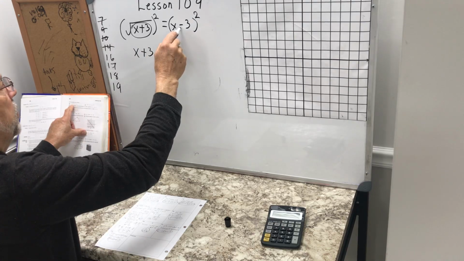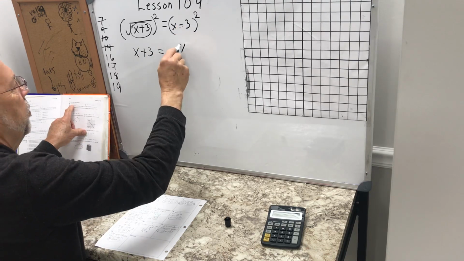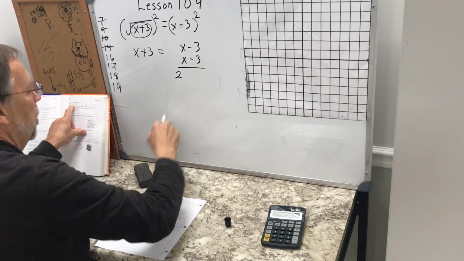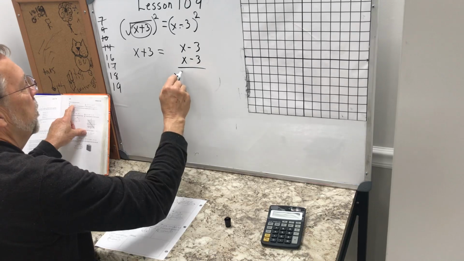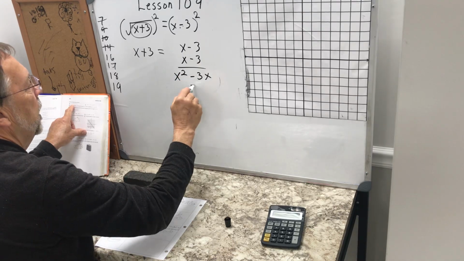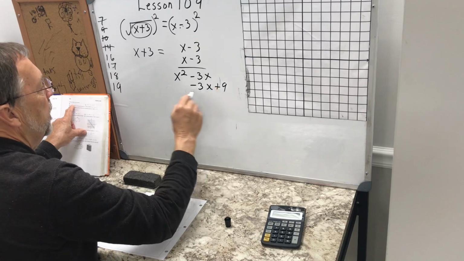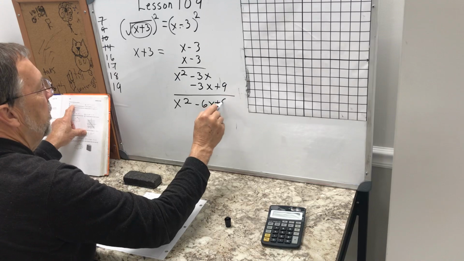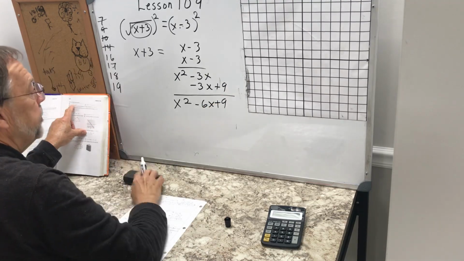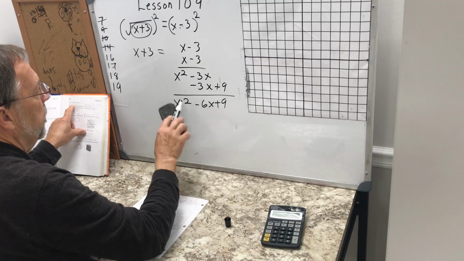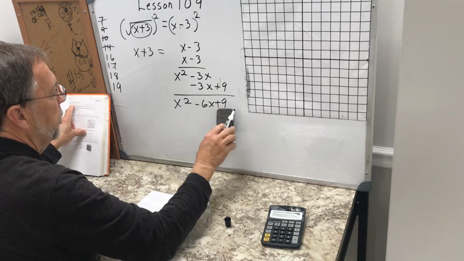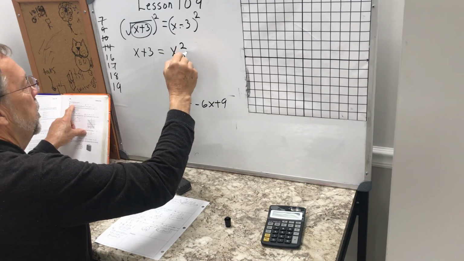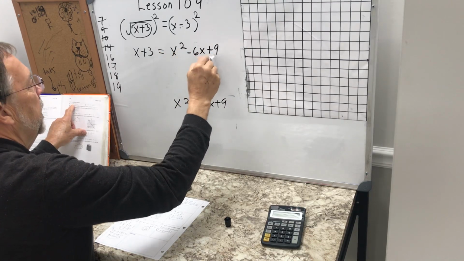But then this will take a little time. X negative 3 times x negative 3 is x squared, negative 3x, negative 3x, and a positive 9. Add this together, x squared, negative 6x, positive 9. For the room that I need here, I'm just going to erase this. This is our answer here, so I'm going to erase everything above it and move this up. X squared, negative 6x, positive 9.